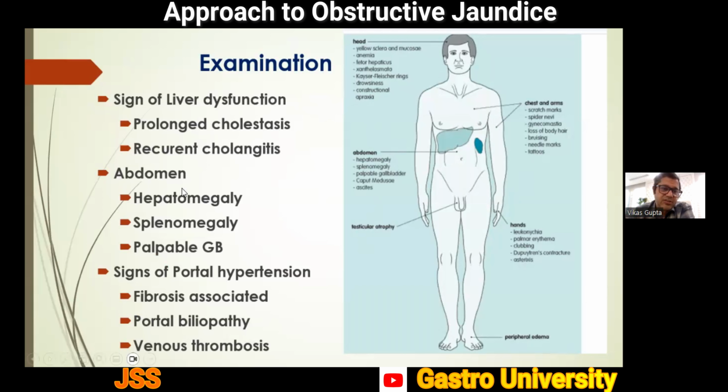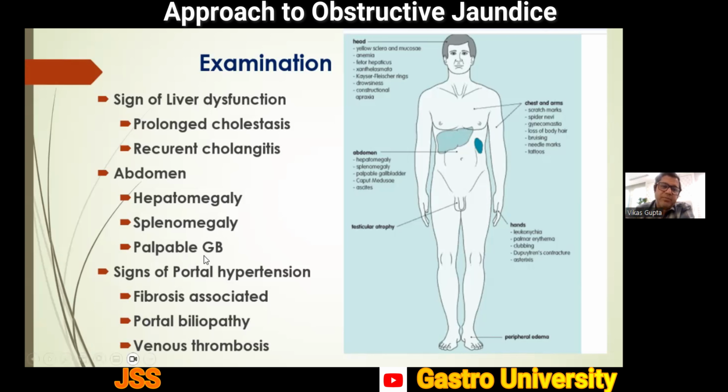The second important thing which we need to rule out in these patients is presence of hepatomegaly, which will invariably be there if the patient is not drained. And presence of splenomegaly is important, which can be secondary to portal hypertension, or can be because of underlying liver dysfunction.